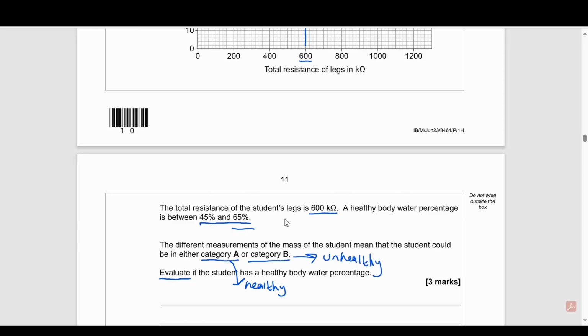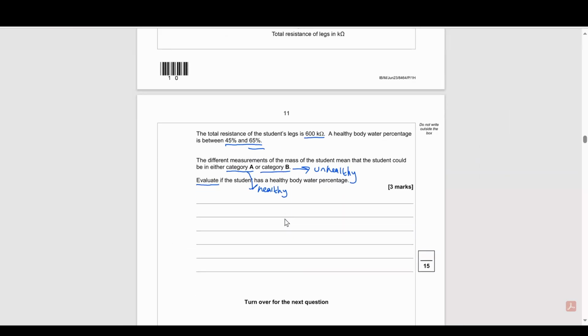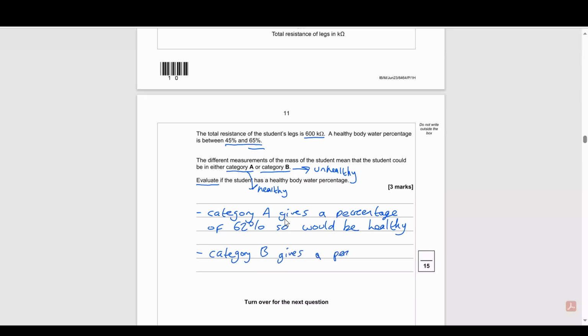So let's state that as our answer. Category A gives a percentage of 62, so would be healthy. Category B, percentage of 68%, so would be unhealthy.